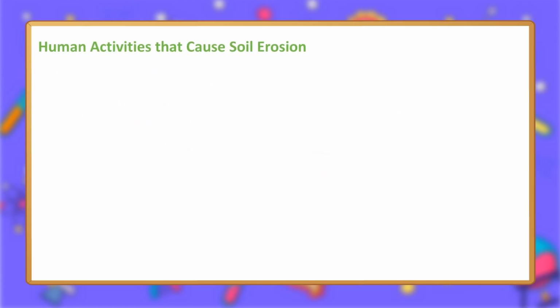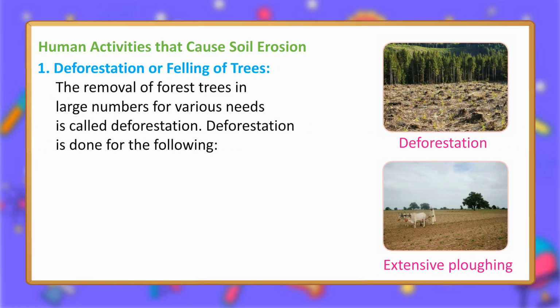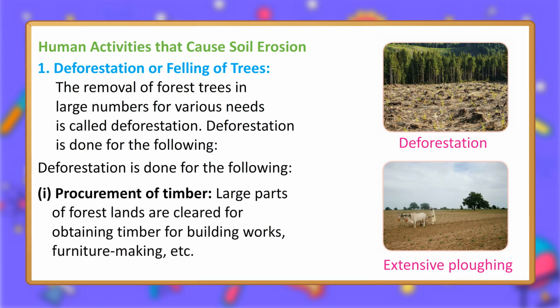Human activities that cause soil erosion. 1. Deforestation or felling of trees. The removal of forest trees in large numbers for various needs is called deforestation. Deforestation is done for the following. I. Procurement of timber. Large parts of forest lands are cleared for obtaining timber for building works, furniture making, etc.